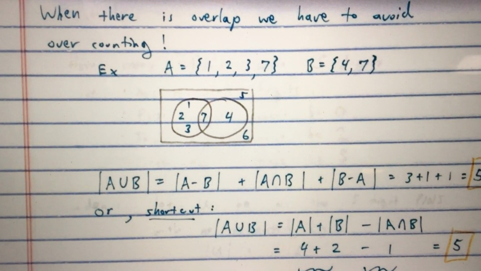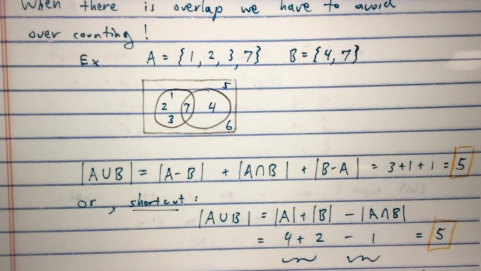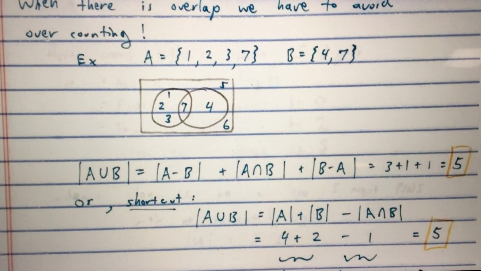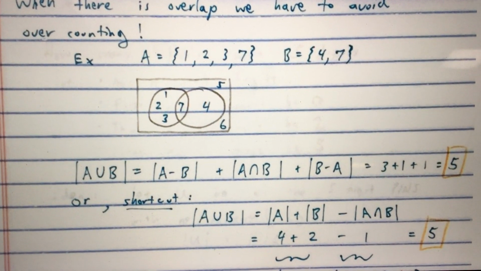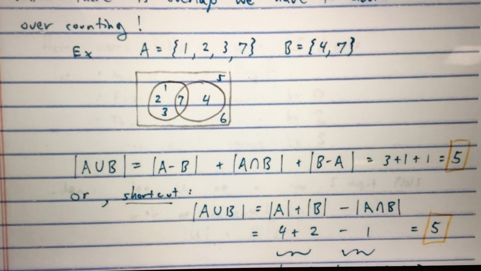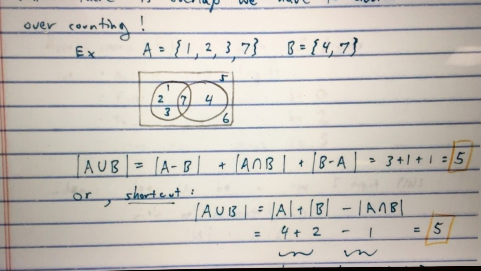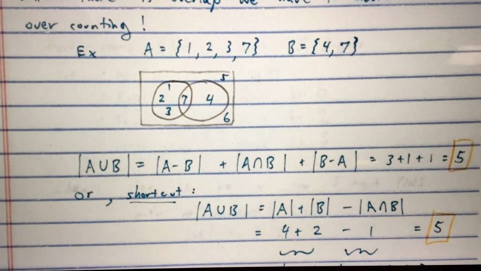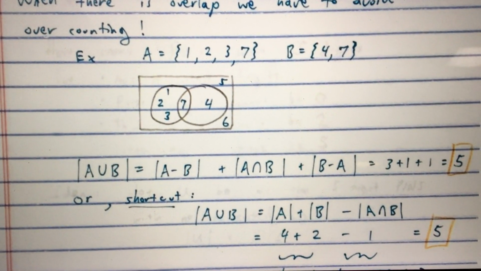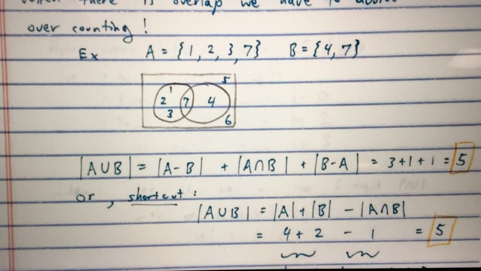So you could do this a long way. The first one is sort of a long way. A union B. By forcing it to count up the things that don't overlap at all, just looking at the picture. You could do A minus B. That doesn't overlap with B at all. And then A intersect B is just the middle portion. And then B minus A would be just B minus all the A. So there's 3 items in the first, 1 in the middle, 1 in the last, and they add up to 5.